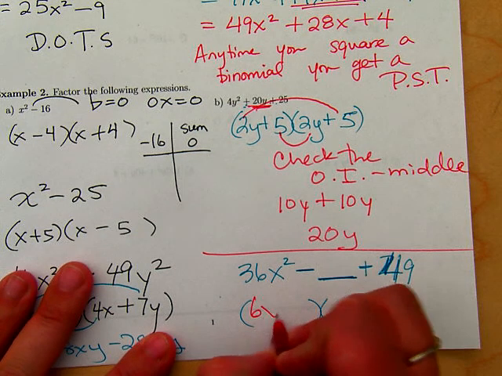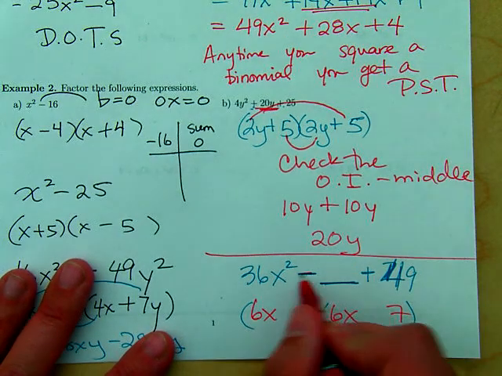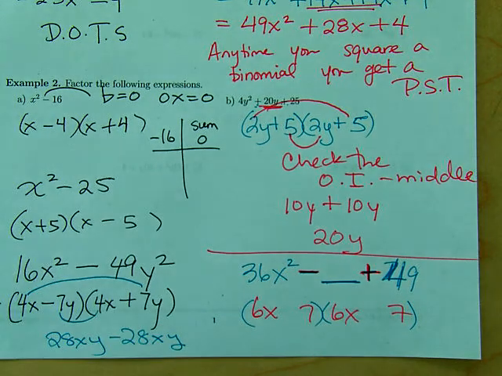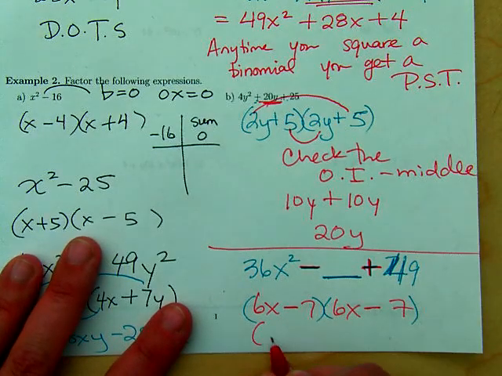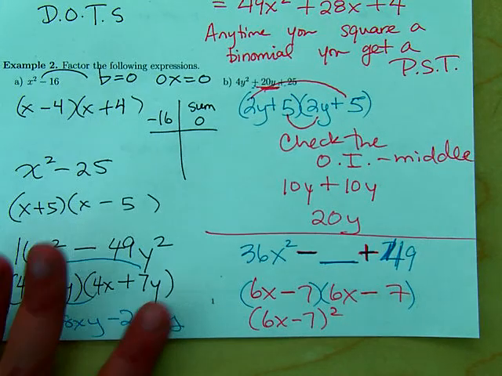So 6x, 7, right? 6x, 7. Talk to me about the signs. What would the signs have to be? Both negative, right? Both negative, because the whole point about a PST is it's a perfect square. It's basically this, isn't it?